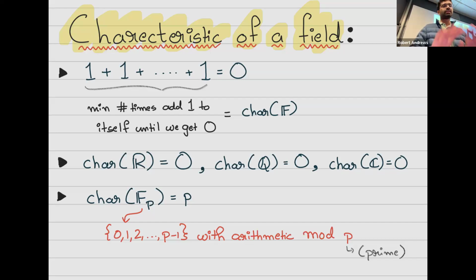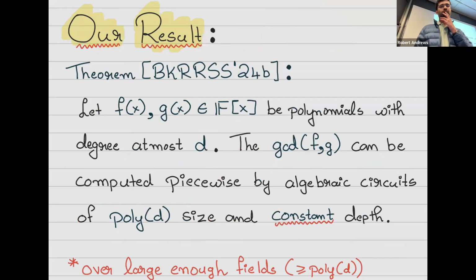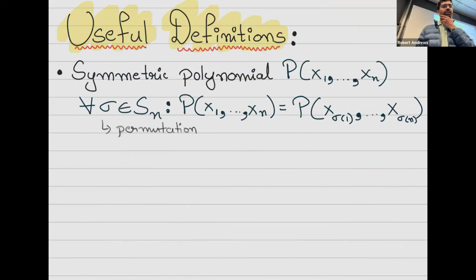Okay. So now that I've defined our results, let me try to give some ideas into the proof of this. So this is the result. We'll go over some definitions that will be useful for us in the talk. One is the notion of a symmetric polynomial. We call a polynomial symmetric if its value doesn't change when I shuffle around the variables inside.